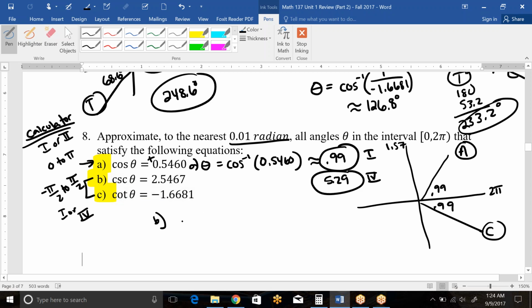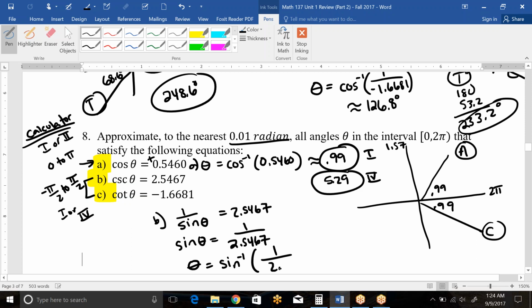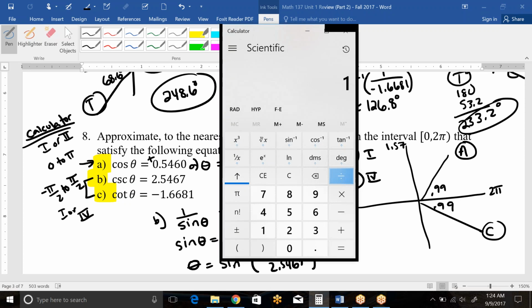For cosecant, remember, that's 1 over sine. So that means sine theta is 1 over this. And that's how we're going to do our inverse. So sine inverse of this fraction. Okay? So 1 divided by 2.5467. That is 0.39, and so on. But we're going to take the inverse sine of that in radians. Make sure you're in radians. So that's 0.40.